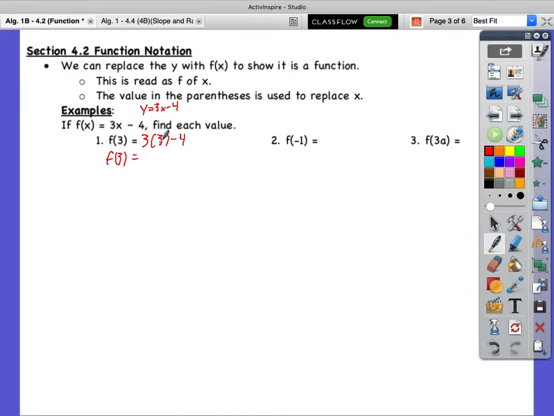So what is 3 times 3? 9 minus 4. Go ahead and write that down as our next step, please and thank you.